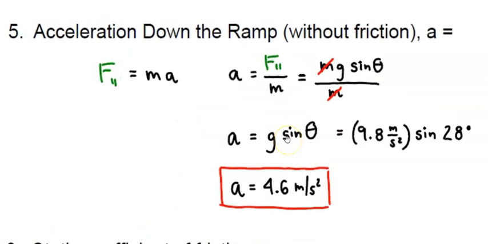Now let's calculate the acceleration down the ramp. We know that F equals ma, and F parallel is the force that pulls the box down the ramp. So if F parallel equals ma, a is equal to F parallel divided by m. Canceling m's, we get g sine theta. The sine of the angle is sine of 28 degrees, which makes this a portion of the full gravitational acceleration of 9.8 meters per second squared. So this box accelerates down the ramp at 4.6 meters per second squared.